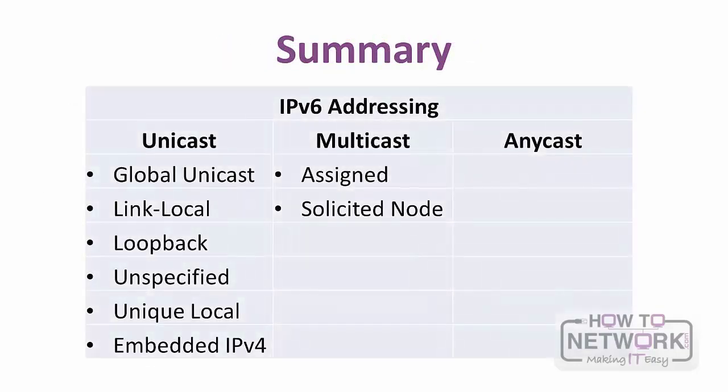This lesson introduced the three types of IPv6 addresses: unicast, multicast, and anycast. To summarize this lesson, we will once again use the following table, which represents various address types, among which we spent the most time explaining global unicast and link local addresses.